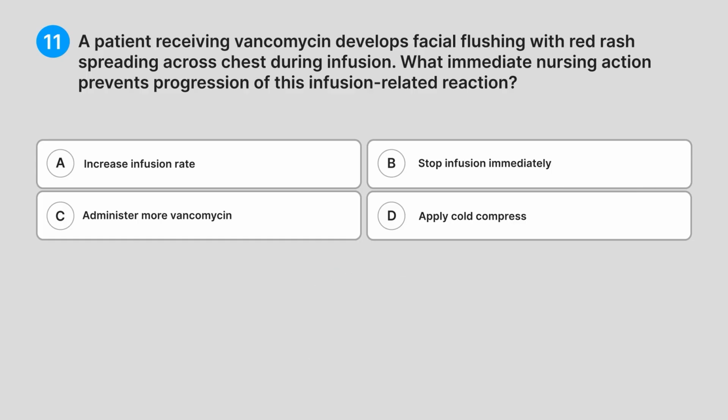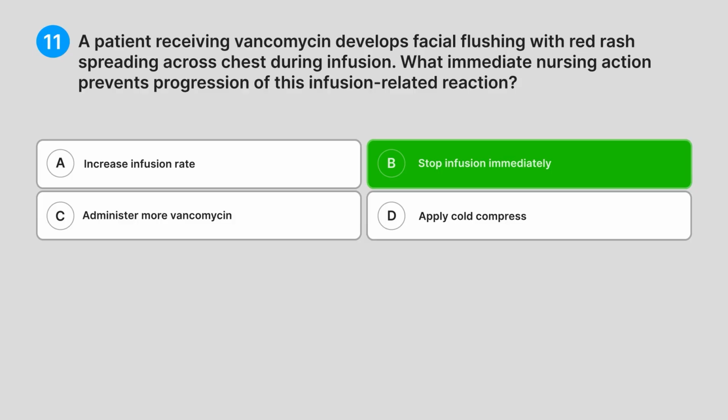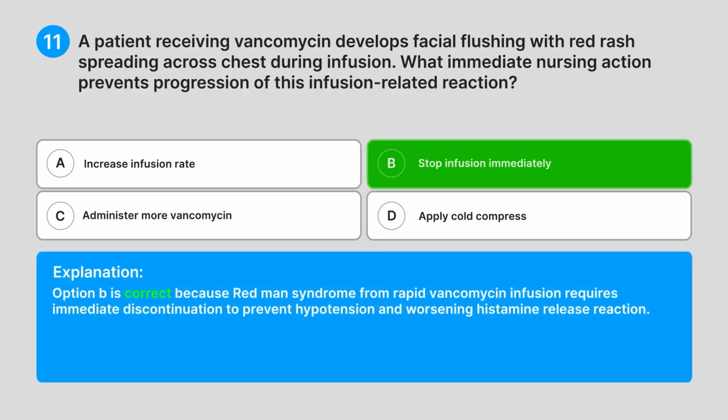Correct answer, B. Stop infusion immediately. Explanation: option B is correct because Redman syndrome from rapid vancomycin infusion requires immediate discontinuation to prevent hypertension and worsening histamine release reaction.